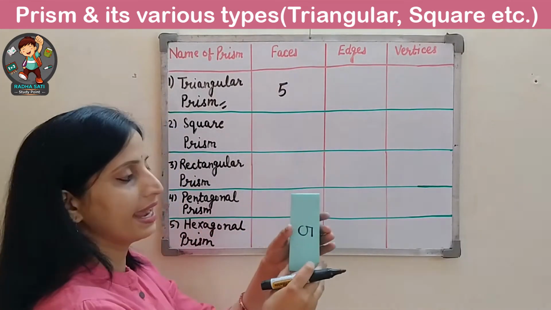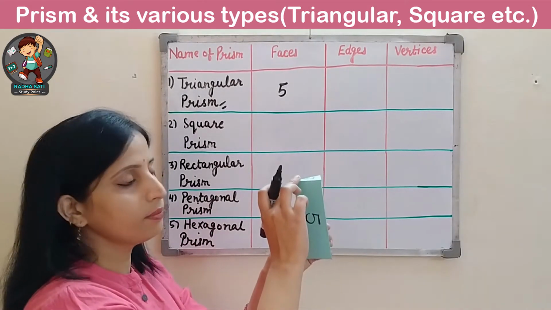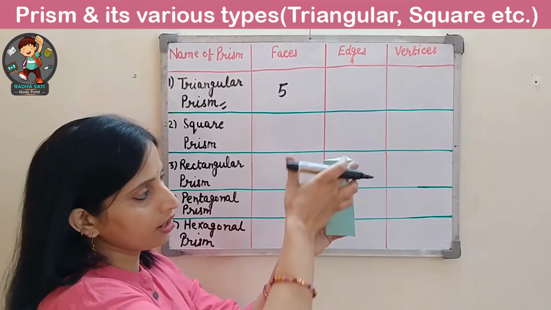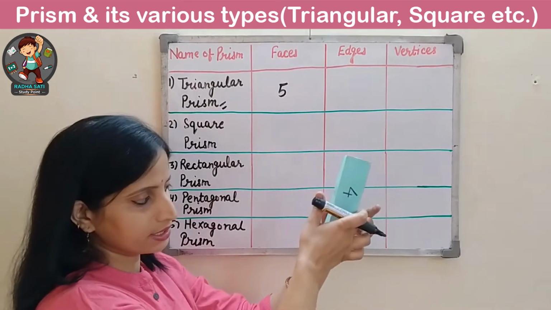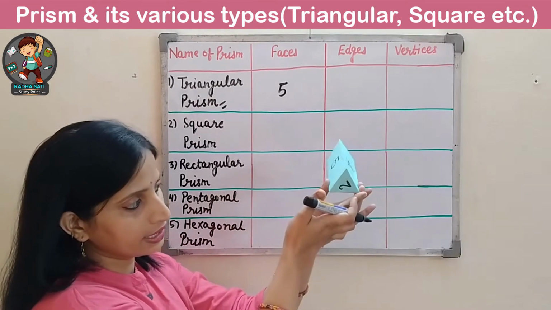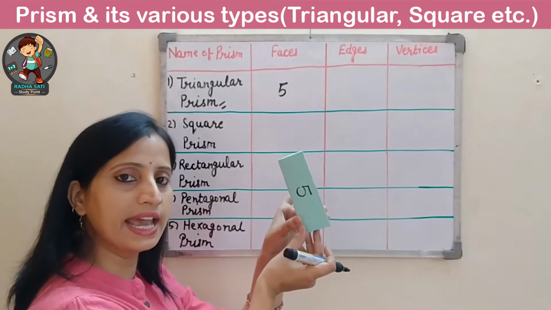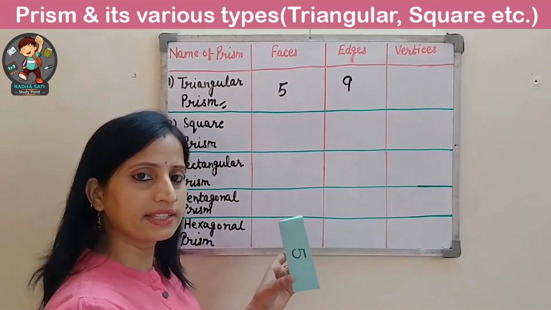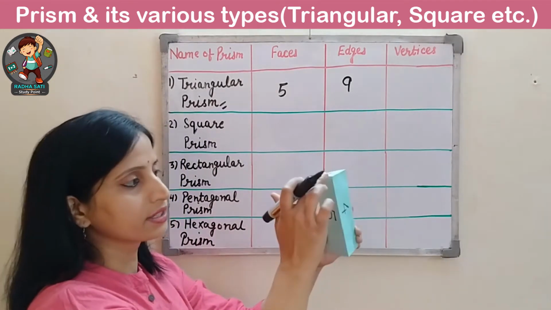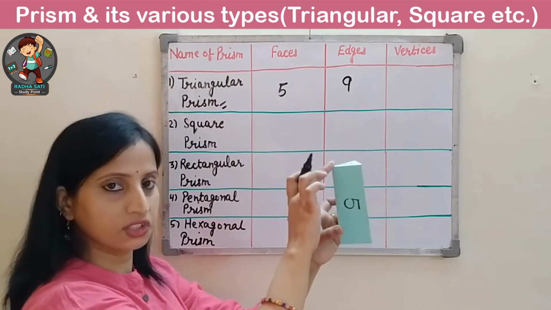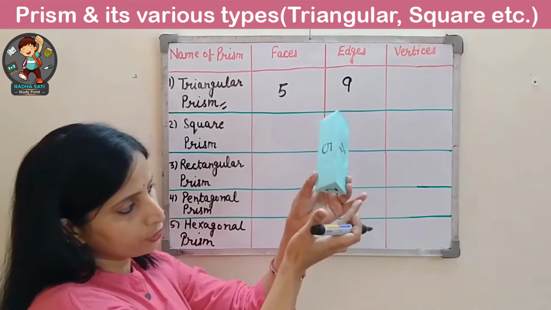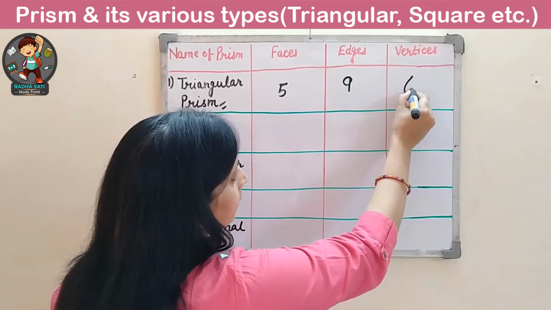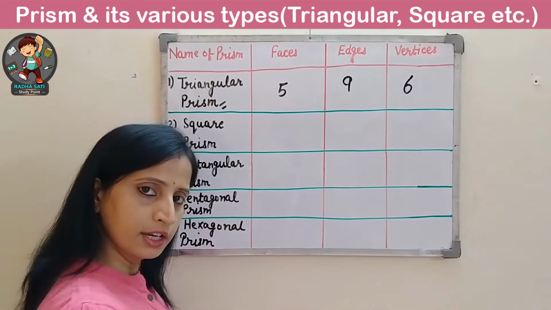Now count the edges. Start counting from here. 1, 2, 3, 4, 5, 6, 7, 8, 9. So there are 9 edges in a triangular prism. Now vertices. These are the corners. 1, 2, 3, 4, 5, 6. So there are 6 vertices in a triangular prism.